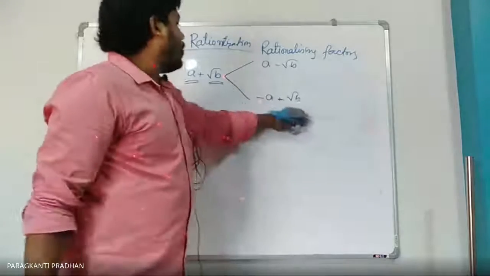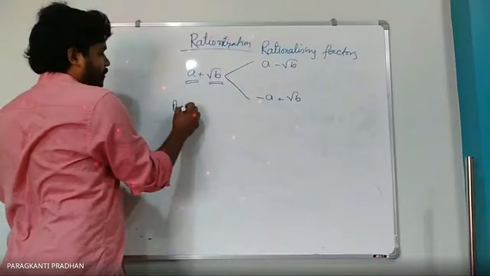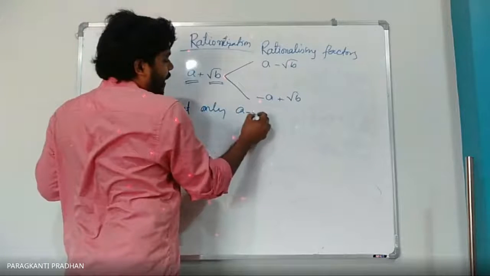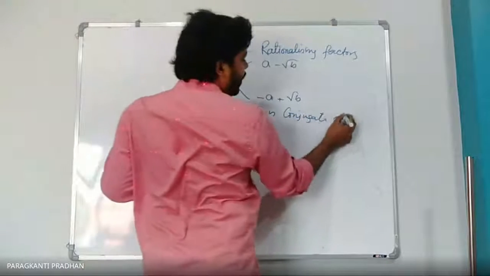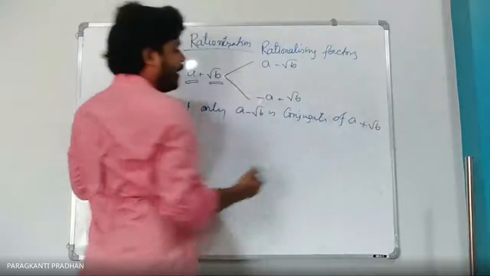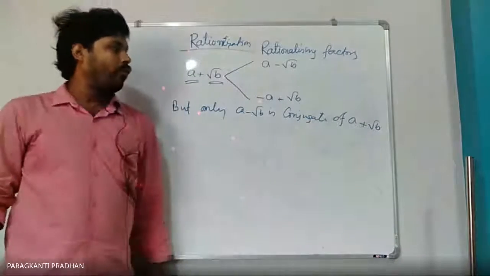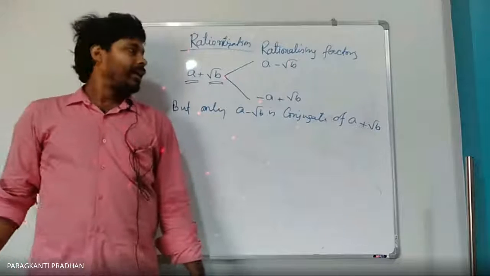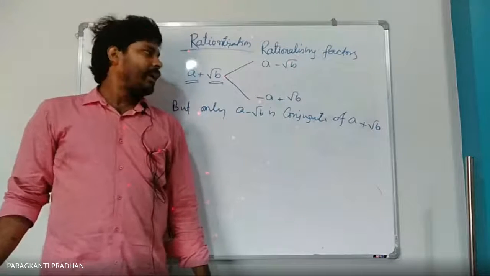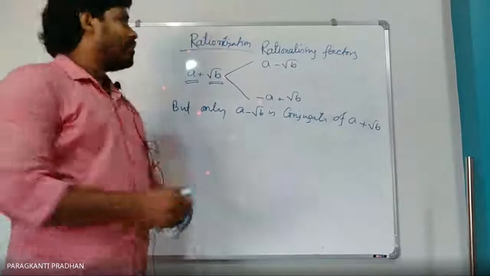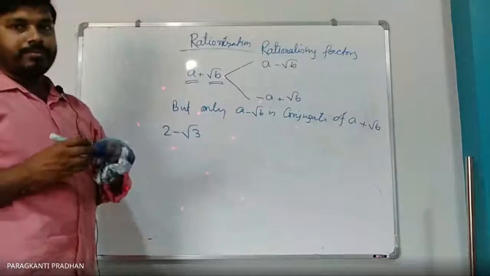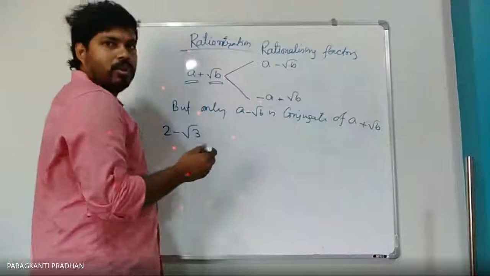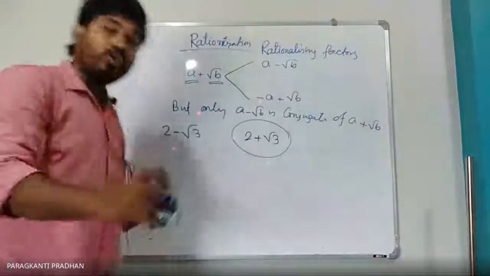So these are called rationalizing factors, but only a minus root b is the conjugate of a plus root b. Is it clear? Suppose my question is, tell me what is the conjugate of 2 minus root 3? 2 plus root 3. Everyone agree? Yes, sir. 2 plus root 3 is the only conjugate of this number.